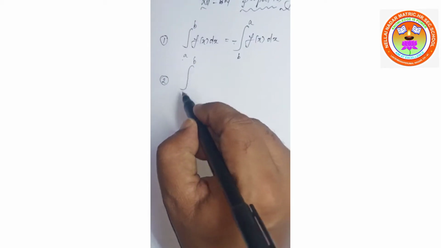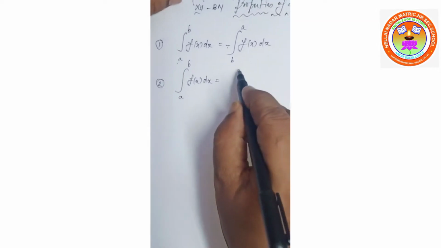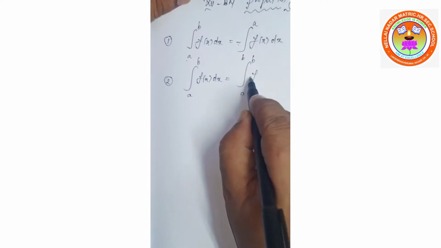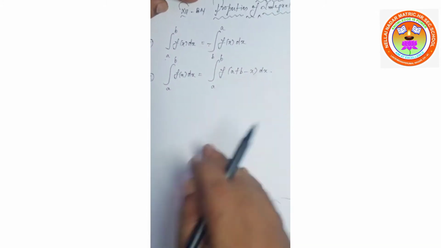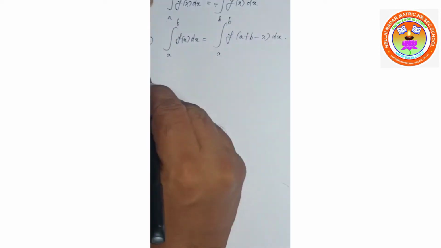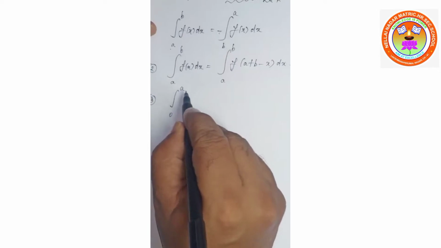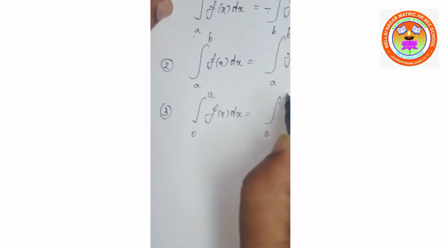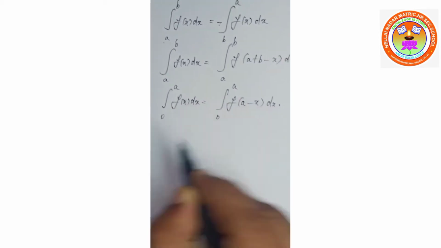One more property: integral a to b f of x dx is equal to integral a to b f of (a plus b minus x) dx. Third one: integral 0 to a f of x dx is equal to integral 0 to a f of (a minus x) dx.